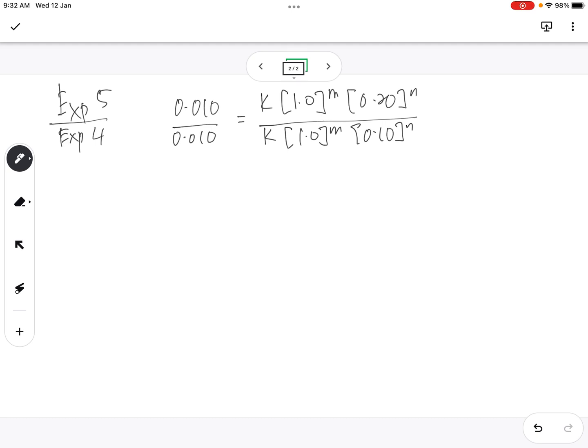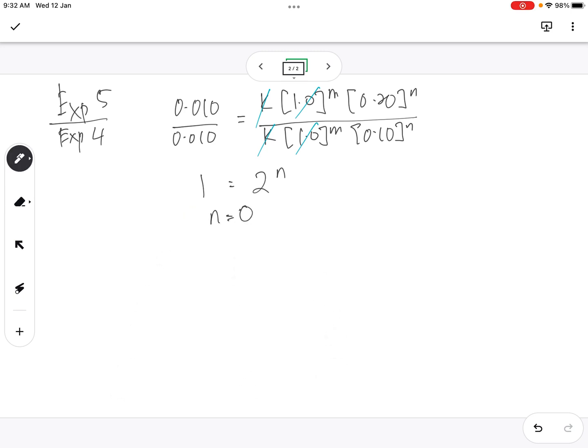Then as usual, we see what can be cancelled. You can cancel the k, and the 1 to the power m also. The remaining part is the calculation. So 1 equals 0.2 divided by 0.1, which is 2 to the power n. So n must be 0. Am I correct mathematically? n equals 0.